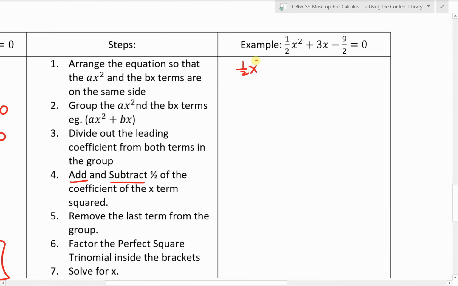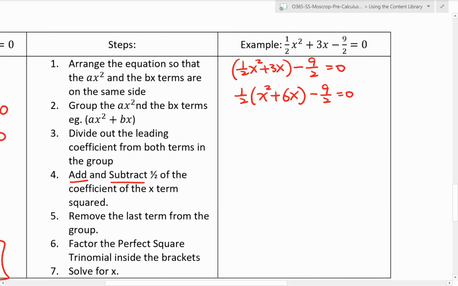So I'm going to say 1/2 x squared plus 3x inside the brackets minus 9 halves equals 0. Okay, divide out the leading coefficient. The leading coefficient here is 1/2. So factor that out. And remember, when we factor, that means we're dividing everything by 1/2. Divided by half means times 2, so you get 6x.